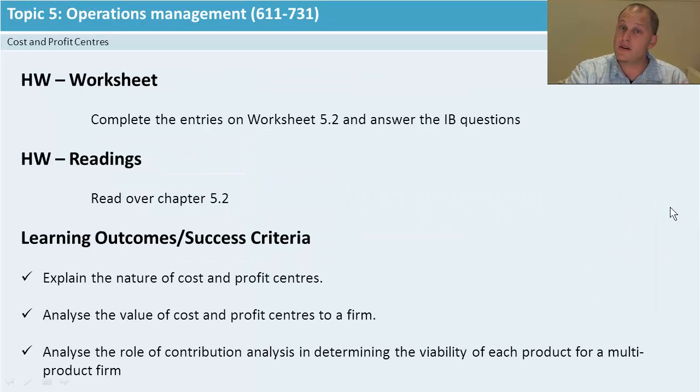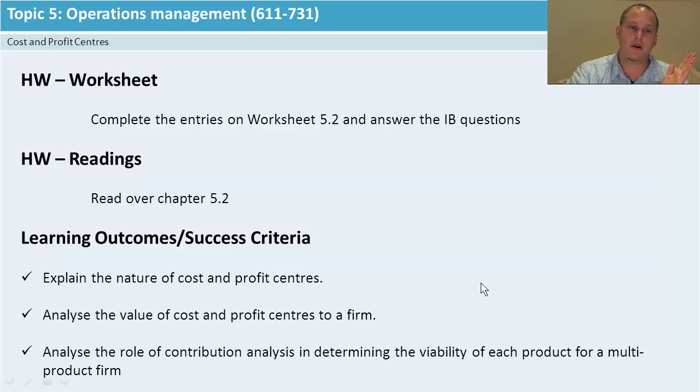Okay, to finish up for today, have a go at the worksheet in the description bar down below and read through the IB questions in your textbooks. Have a read over your notes or the stuff in the description bar below. Do you feel as though you can now talk about cost and profit centers? Can you sort of see the point of why you have cost and profit centers?